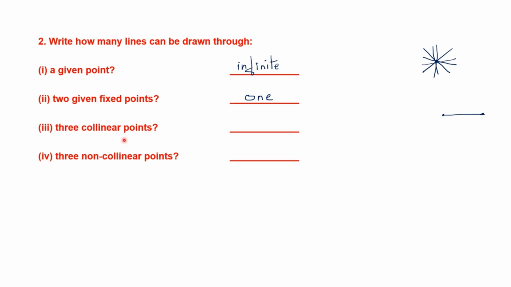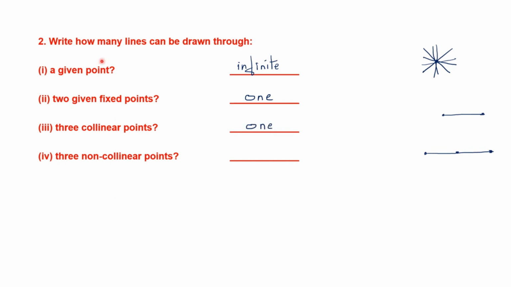Next question, how many lines can be drawn through 3 collinear points? Remember, we said collinear points are 3 points that lie on the same straight line. So how many lines can you draw through these? You can draw only one line through 3 collinear points.